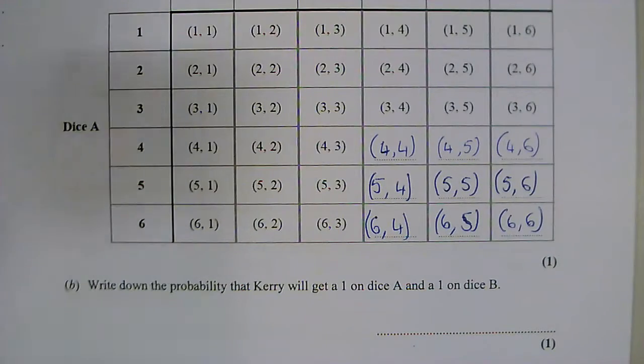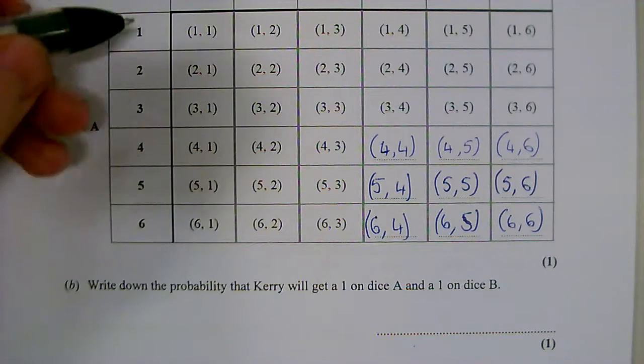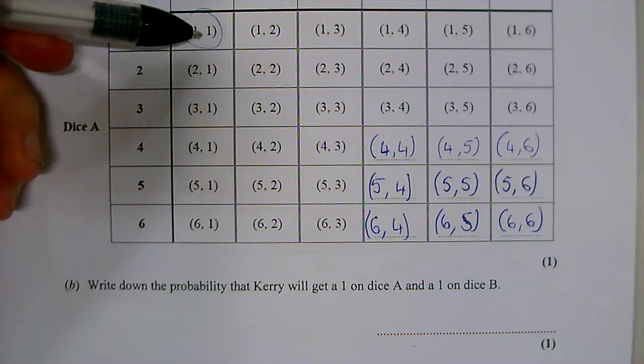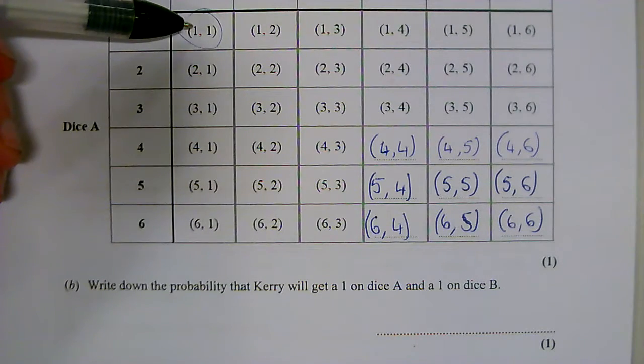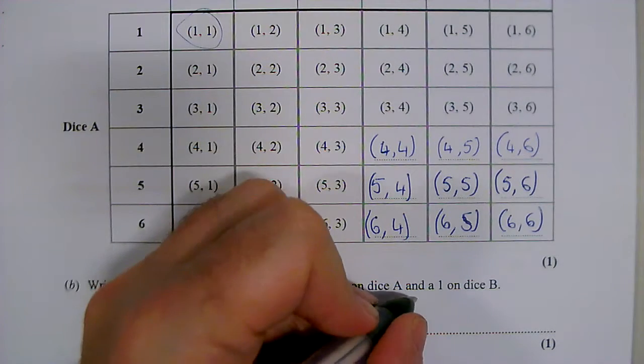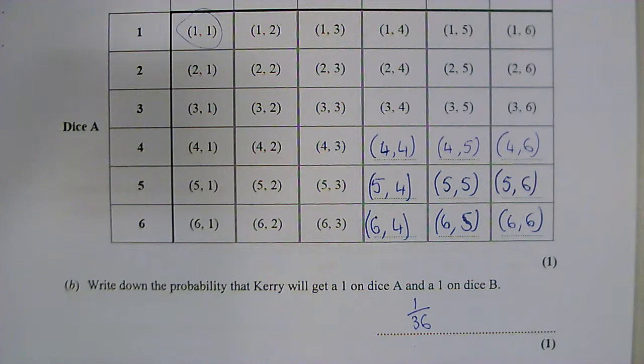Write down the probability that Kerry will get a 1 on dice A and a 1 on dice B. So here you need to use this table to look for where both of the numbers are 1. Well, that's only this case here, so there's 1, and then there's how many possible outcomes in total. Well, if you're not sure, you can count these boxes, or you could do 6 times 6, which is 36. So it's 1 out of 36. It can't be simplified.